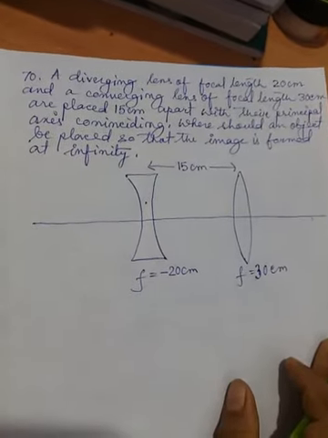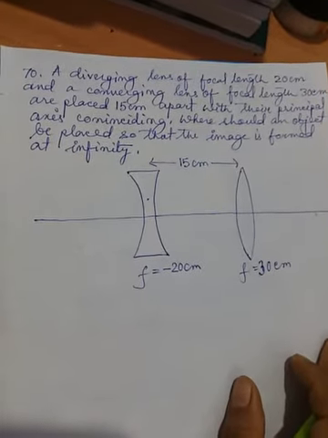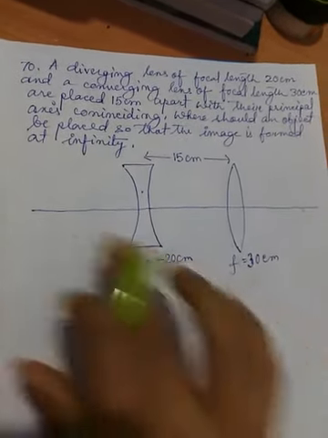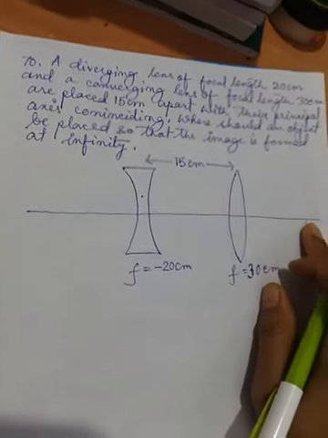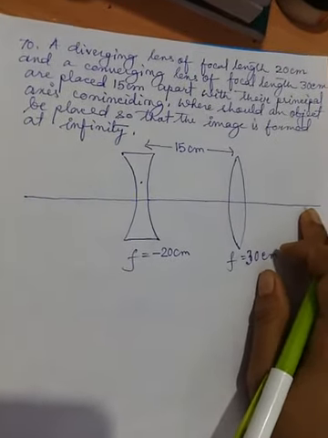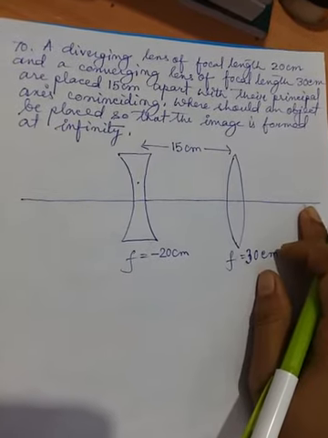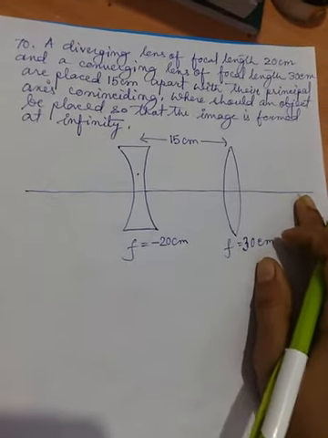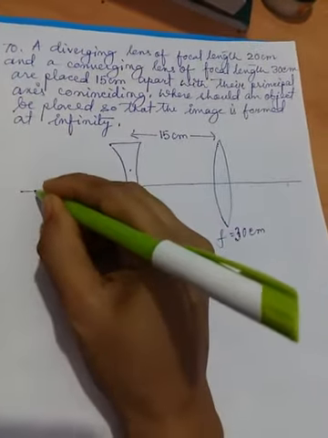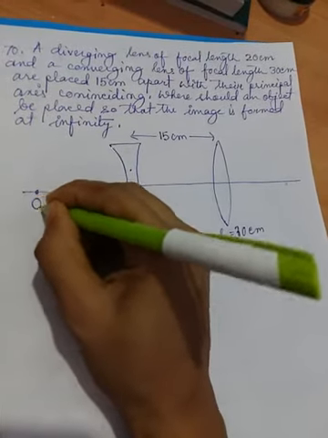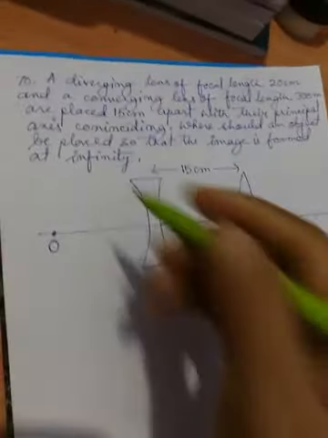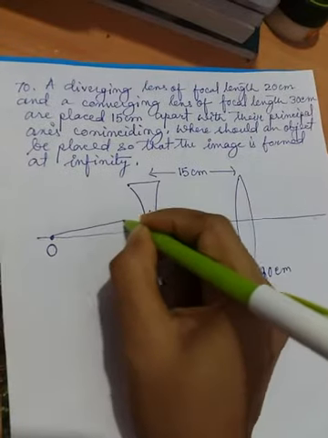With their principal axis coinciding. This is your principal axis. Where should an object be placed so that the image is formed at infinity? Suppose we consider the object here. This is your object.